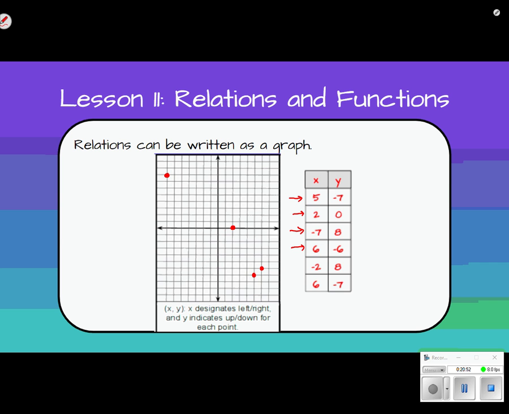So there's that one. Negative 2 is 2 to the left. 8 is up. 1, 2, 3, 4, 5, 6, 7, 8. Right there. There's that one. And then I'm going to go right 6. 1, 2, 3, 4, 5, 6. And then I'm going to go down 7. Like right there.